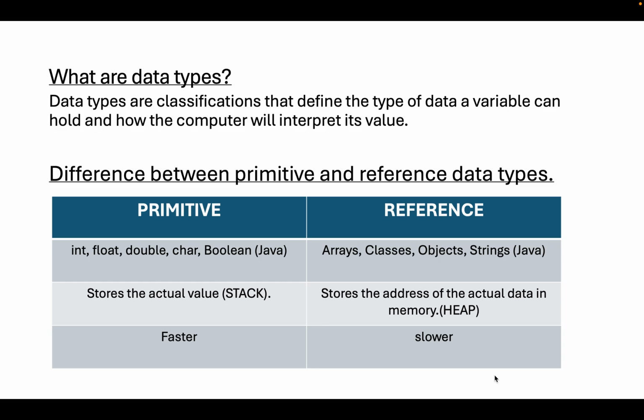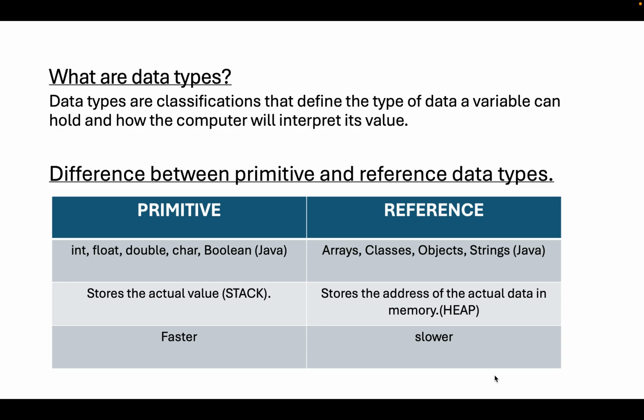So, that means they are classified by the kind of data they can store. An integer data type cannot store what a float data type holds. That is basically the basic definition of data types. Now, we have two different types of data types. These are known as the primitive data types and the reference data types.